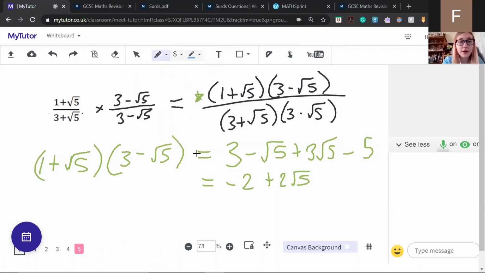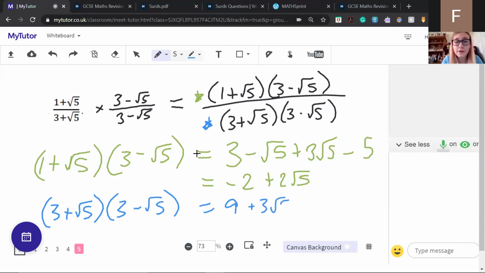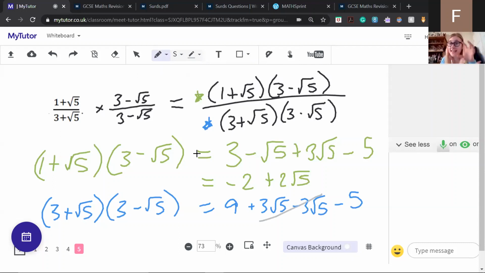And then the denominator here, 3 plus root 5, 3 minus root 5. Well, like I said, these root 5 terms are going to cancel out. So we get 3 times 3, which is 9. And then I'll write them down. We get a plus 3 root 5 minus 3 root 5. And then again on the end, we've actually got the same thing, plus root 5 times minus root 5. So that's again a minus 5. And these terms cancel out. If you add something and then immediately take it away, it's 0, they cancel out. So our denominator is actually just 9 minus 5, which is 4.